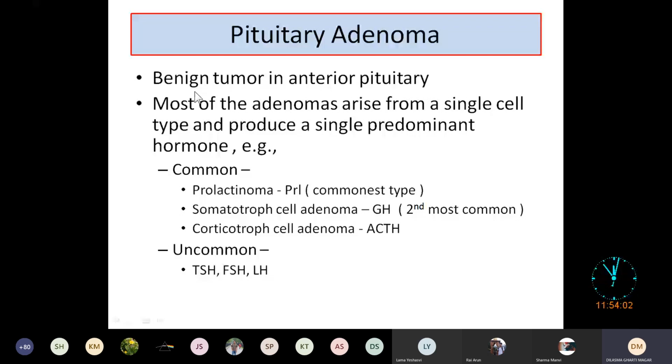It is a small tumor, and most of the adenomas arise from a single cell type and produce a single predominant hormone. So I told you the different types of cells, isn't it? Which cells did I tell you? Chromophil cells, with granules and without granules, and even chromophobe cells without granules. And then I told you about the acidophilic and the basophilic cells, isn't it?